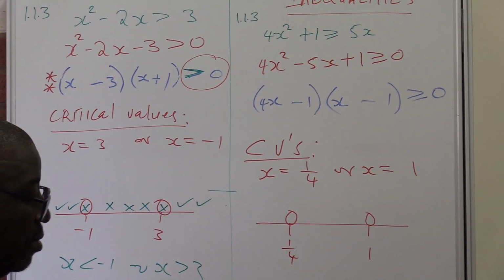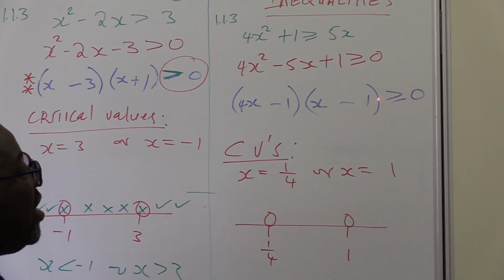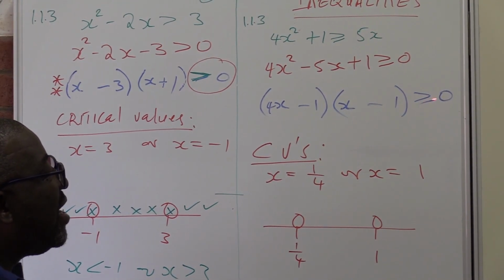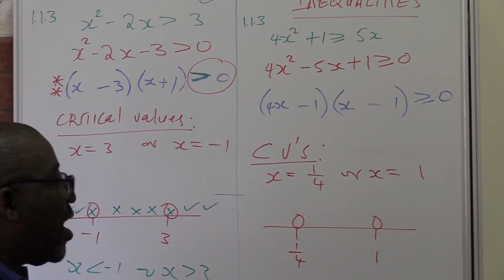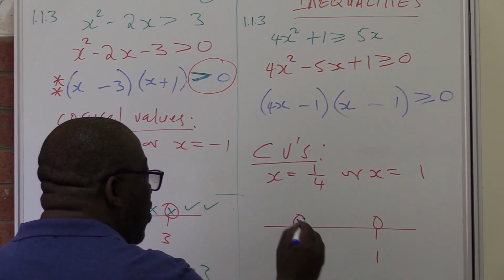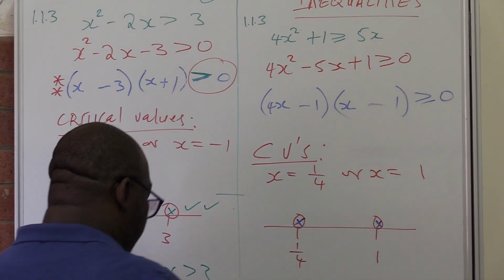Then I go to my sign, inequality sign. Do we have equal sign there? Greater or equal? Once you have that equal, the critical values become part of the solution. So we are saying 1 over 4 is part of the solution, and 1 is part of the solution.